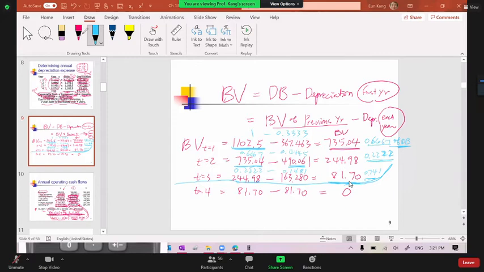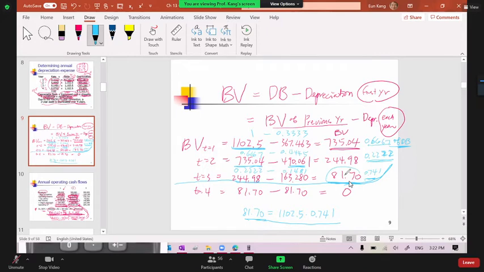So using percentages, we can say 81.70 is the depreciable basis, 1102.5, times 0.0741. You can get 81.70 this way, right? I just took some time on this because this is where many people miss.